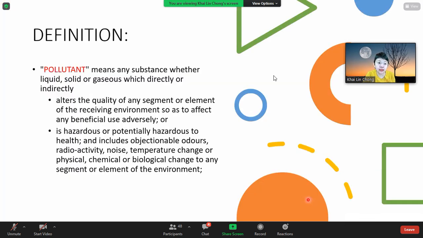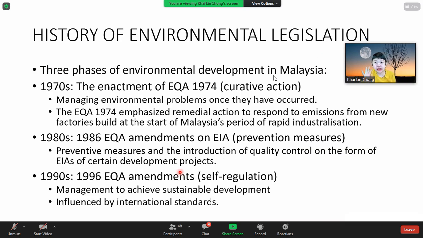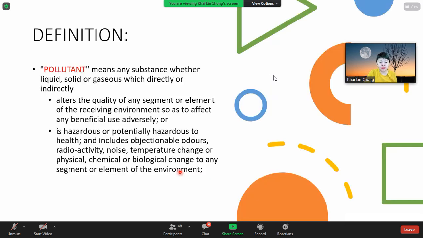Alright. Okay. So, and then now we look into the definitions, setiap definitions. Words pollutants, dah biasa kan, pencemar, okay? Yang kita selalu cakap pollutant, pencemar. Okay, what is the meaning of the pollutant or the definition of the pollutant? It means any substance, whether a liquid, solid or gas, which directly or indirectly alters the quality of any segment or element, and is hazardous or potentially hazardous to health. Okay, alright. Mana yang saya boleh cepatkan, saya akan go through. So, just ingat mana point yang penting sahaja. Okay.